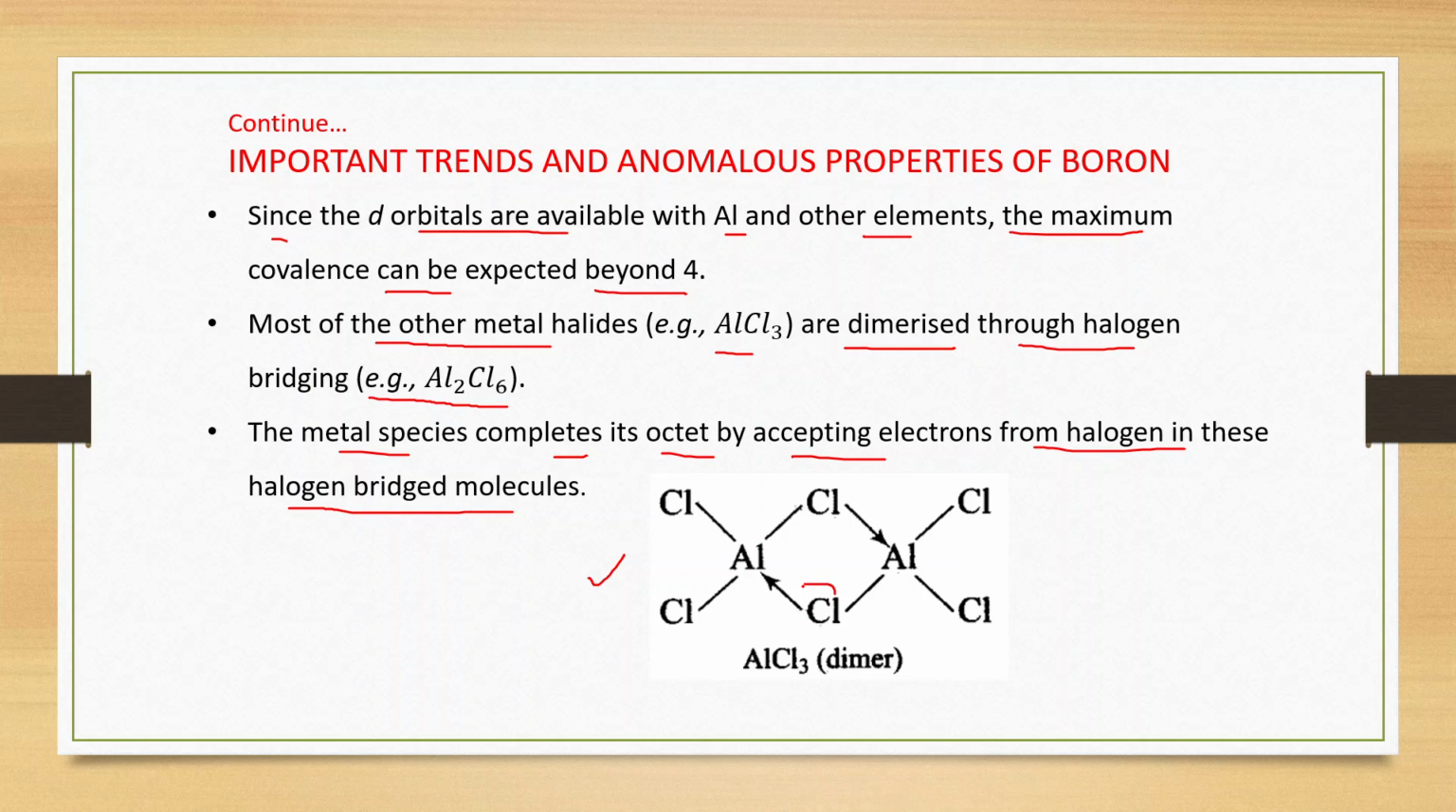In this halogen bridge, this chlorine has 3 lone pairs of electrons, and this one lone pair of electrons is donated to this aluminium. In this way, the octet of this aluminium is also completed. In the same way, the octet of this aluminium is also completed.